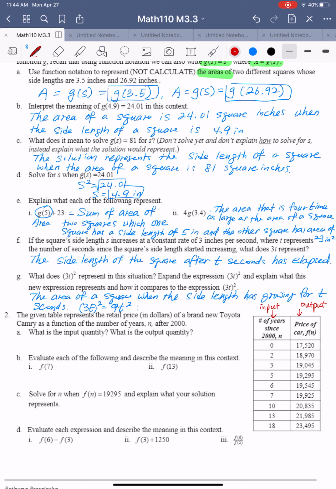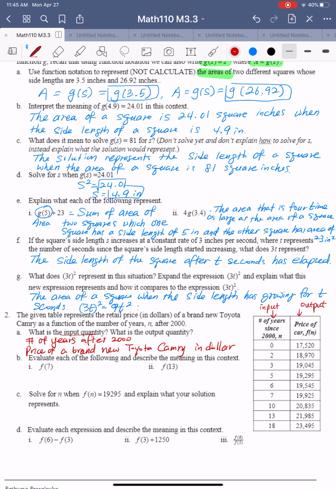Whatever function you have, you put in the input and the output comes out automatically. So what is the input? This is going to be the number of years after 2000. What is the output? Which is the price of a brand new Toyota Camry in dollars.